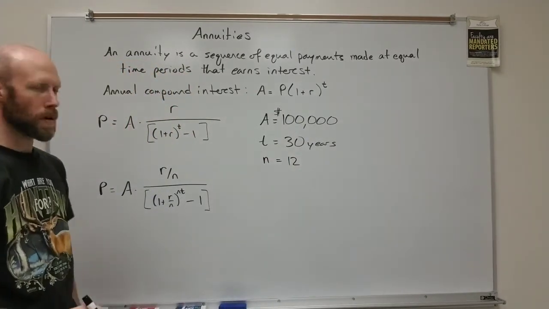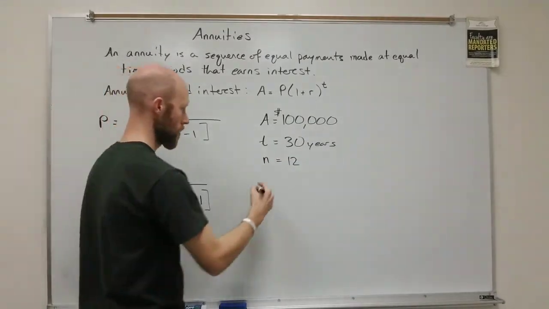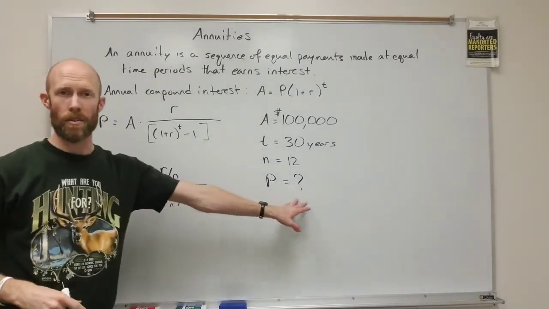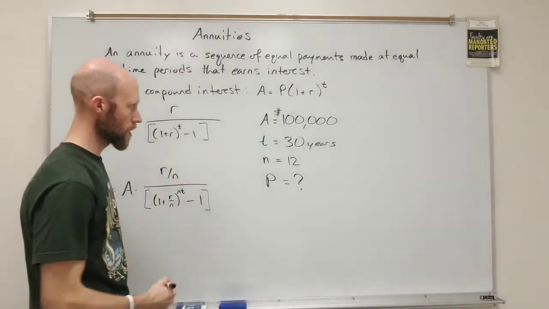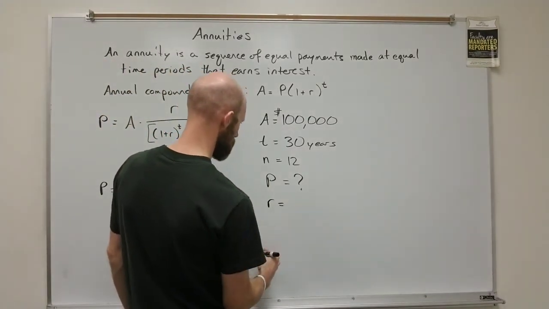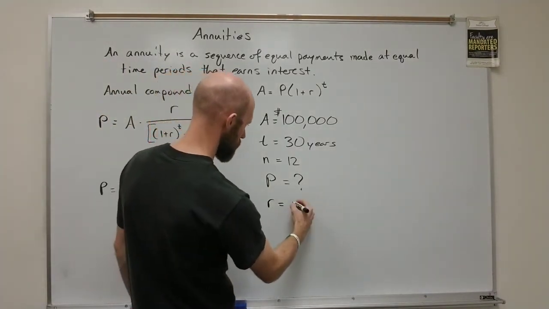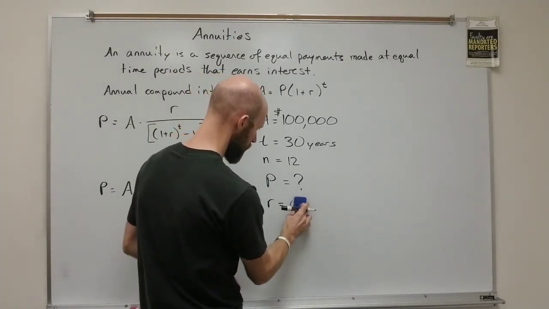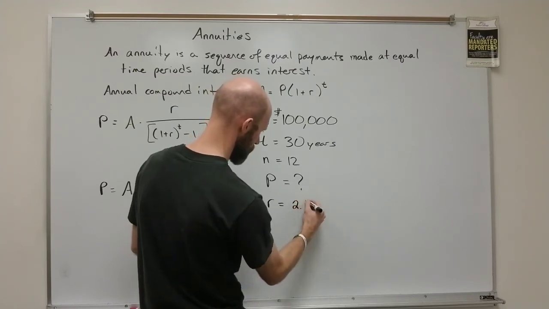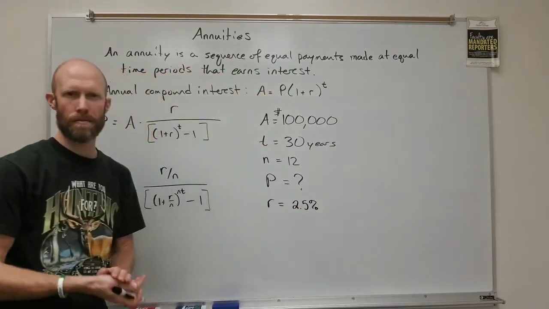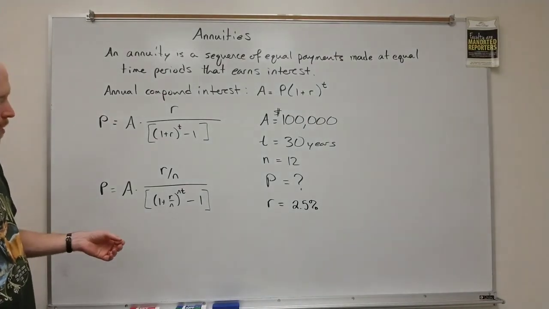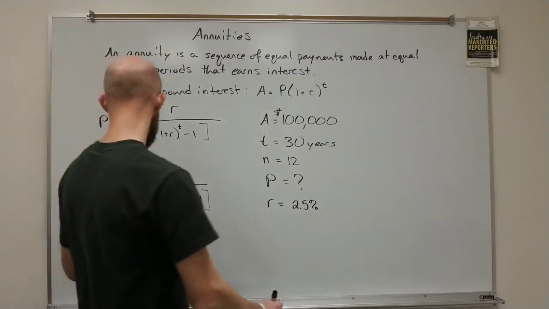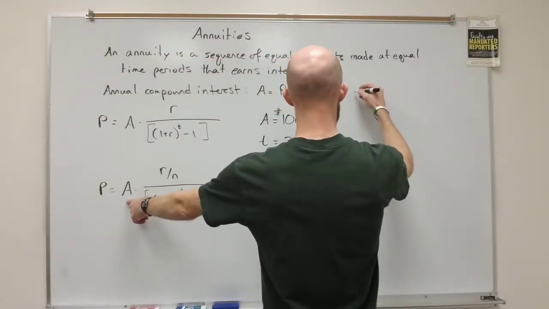So the question is, how big do your payments have to be? And so we can figure that out. We also need an interest rate. This is all moot if we don't have an interest rate. Let's say we know the interest rate to be 2.5%. That'll work. So I want this bottom formula. I know the annuity. Let's go.